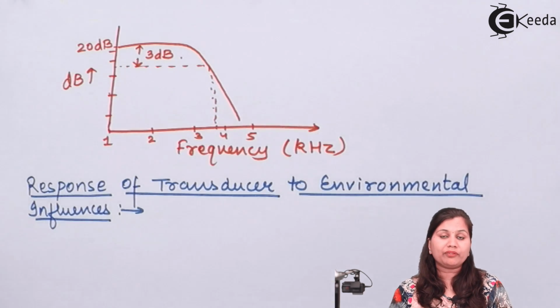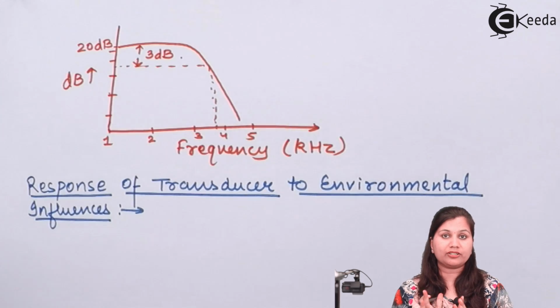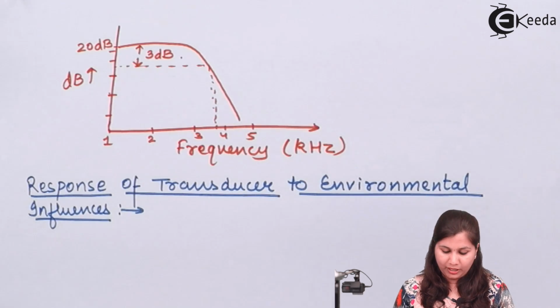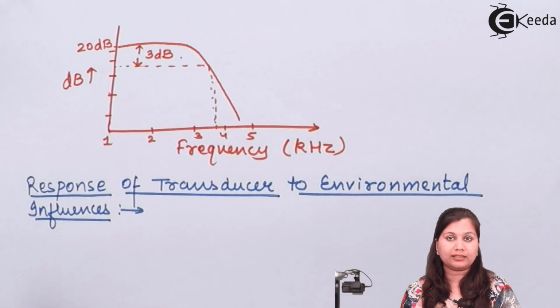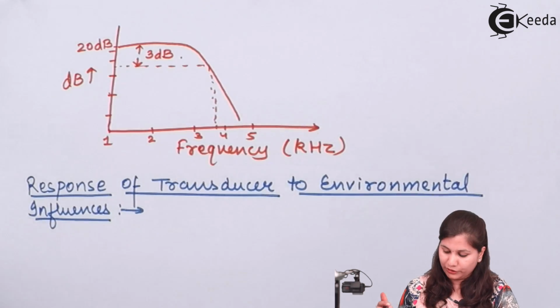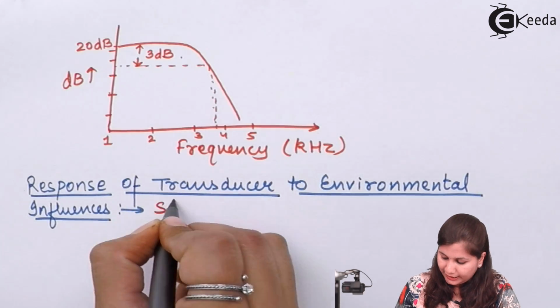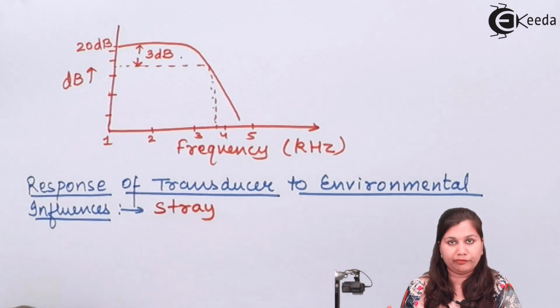Okay, so whenever we are selecting the transducer for a particular application, not only the transfer function and error, but also the environmental conditions have to be taken care of at the time of selection. Now, what are these environmental conditions which can affect the transducer? Here we have the stray electromagnetic and electrical fields.